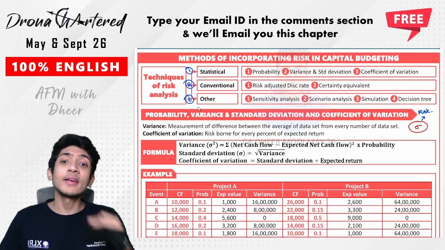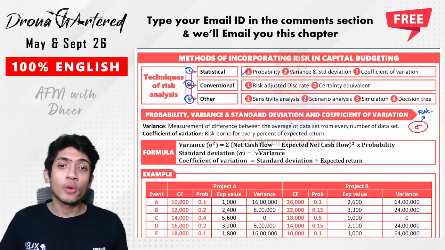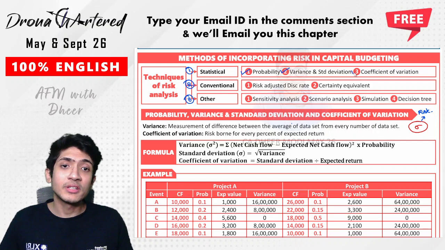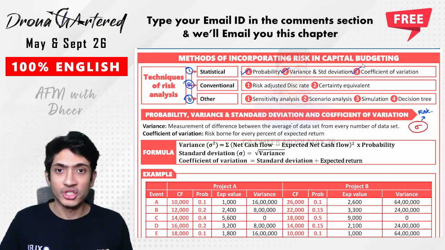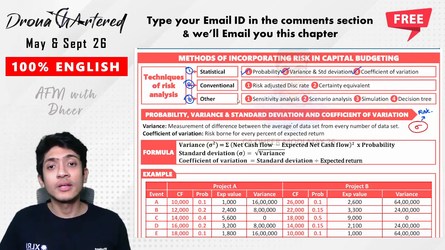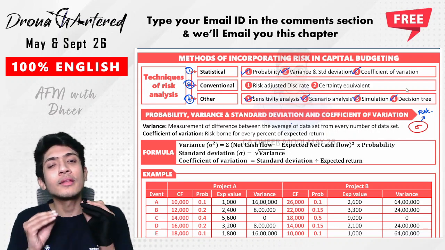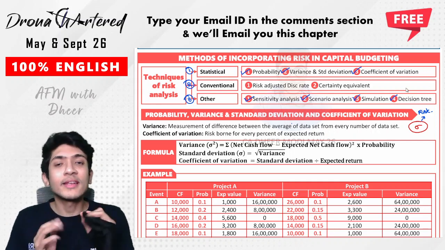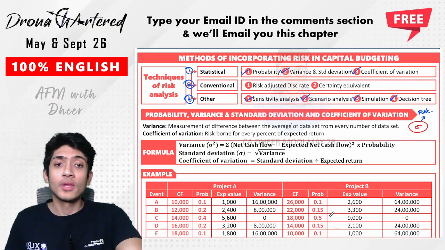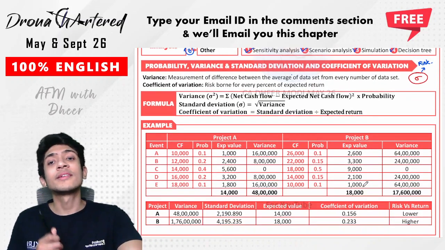So first we will be understanding how do you calculate it statistically. So in statistically, that would be probability, variance and standard deviation, and coefficient of variation. In conventional, we will be studying about risk adjusted discount rate and certainty equivalent. And in others, we will be doing sensitivity analysis, scenario analysis, simulation, and decision tree. Okay, the other part is very, very interesting. So please stay and watch the entire video. Okay, great. So first, let's understand how do you calculate risk via the statistical methods.